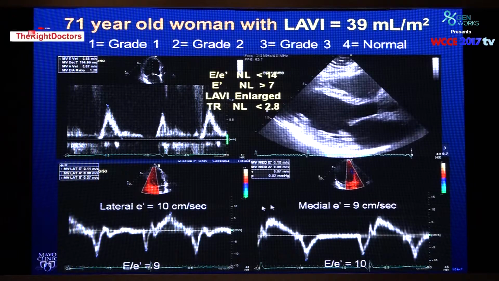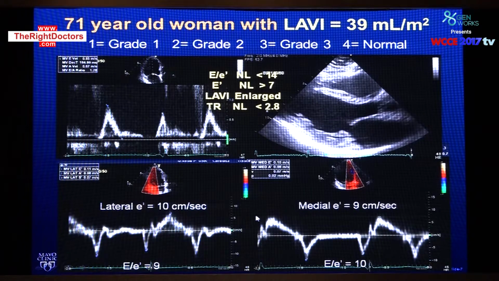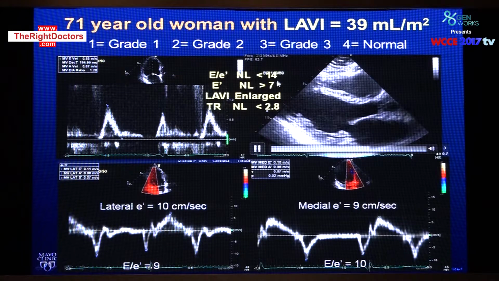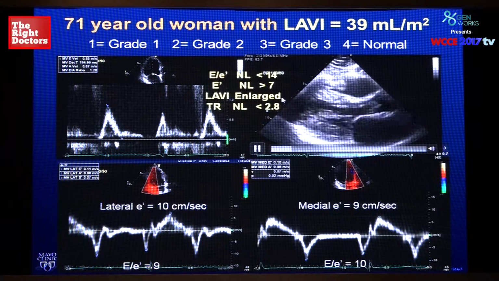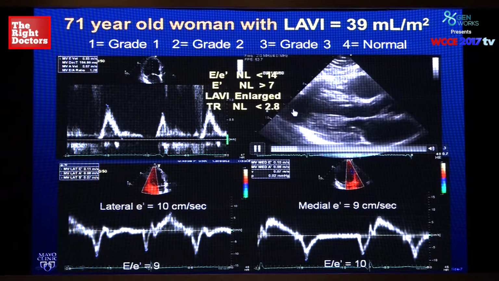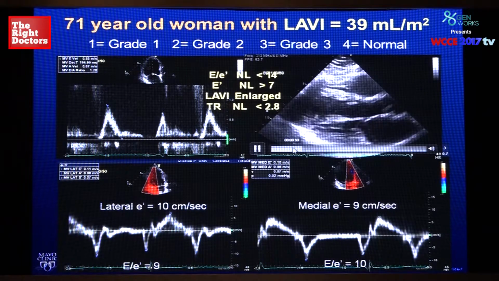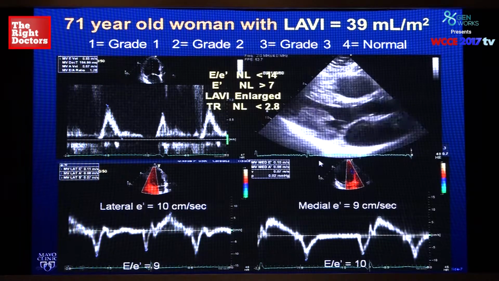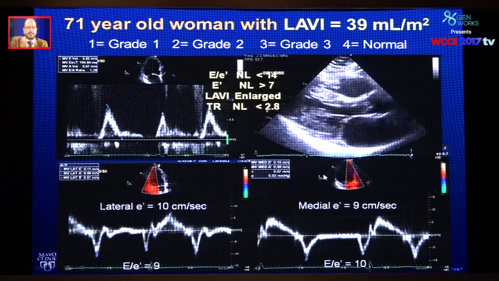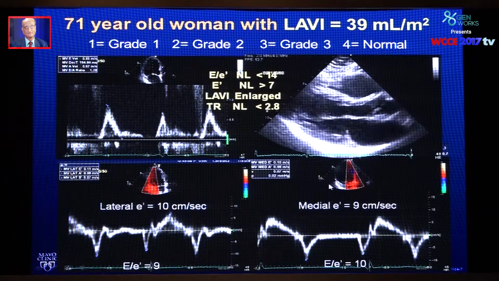So just looking at E prime velocity, this patient has relatively normal relaxation, normal diastolic function. Also E over E prime is much lower than 15, normal filling pressure, and TR velocity was less than 2.8. So of the 4 parameters, except for the left atrial volume, which is increased, this person has normal diastolic function despite the increased left atrial volume. Then you have to explain to the clinician or yourself why LA volume is increased, whether it's a wrong measurement or there's some other reason for that.